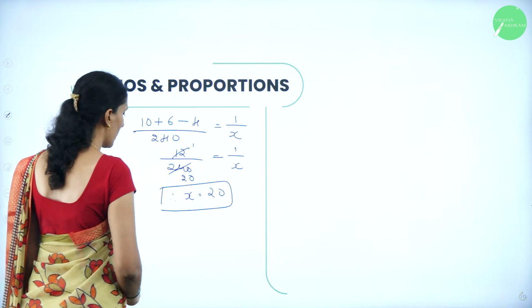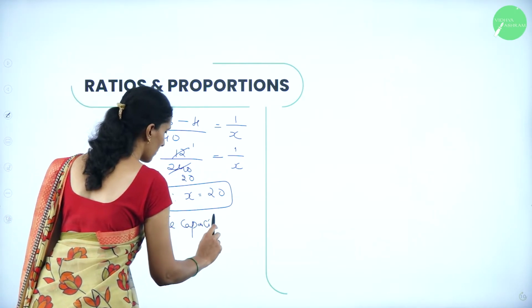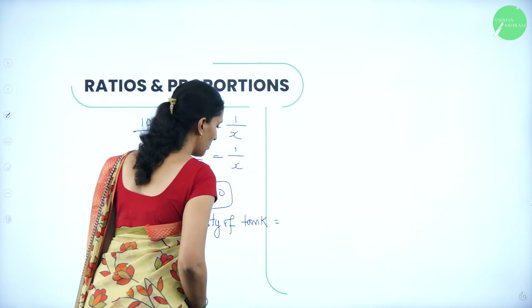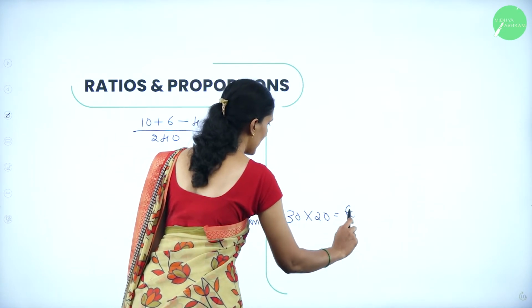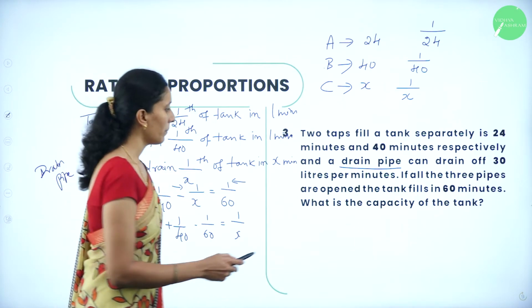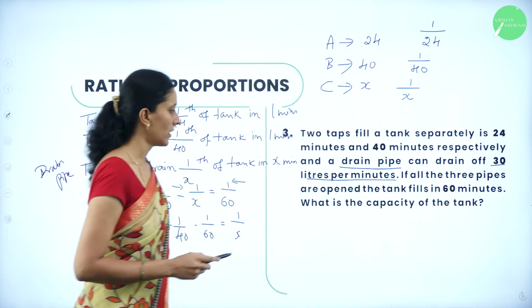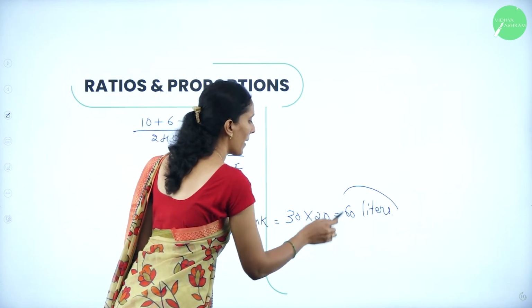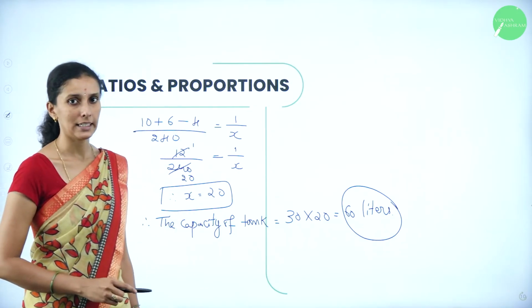That means the capacity of the tank is equal to 30 into 20, which is equal to 600 liters. Why have I written 20? Because for 1 minute it can drain out 30 liters. So for 20 minutes, how much is the capacity of the tank? That is 20 into 30, which is equal to 600 liters.